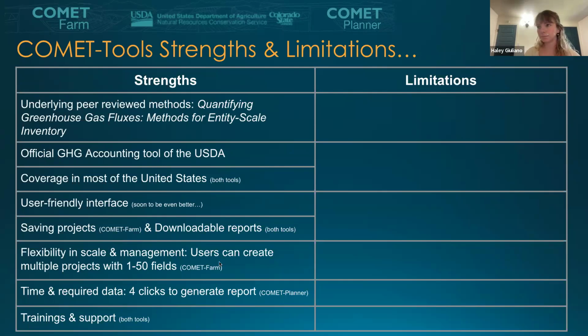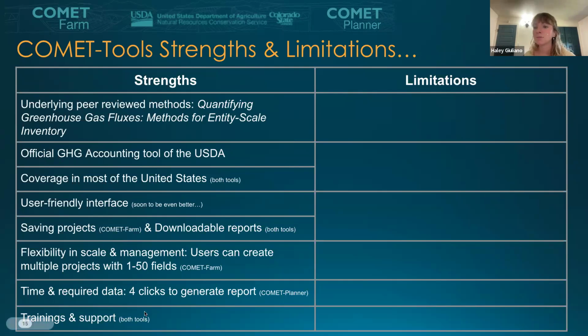With COMET Farm, you really get that flexibility in your scale and adding your exact management within what's offered in COMET Farm. You can create nearly unlimited projects, with each project having up to 50 fields for the cropland section that we're going to look at today. With COMET-Planner, again, it only takes 4 clicks to generate your report. And for both tools, we have a plethora of support, and there are also trainings available, and I'll show you exactly where you can access those.